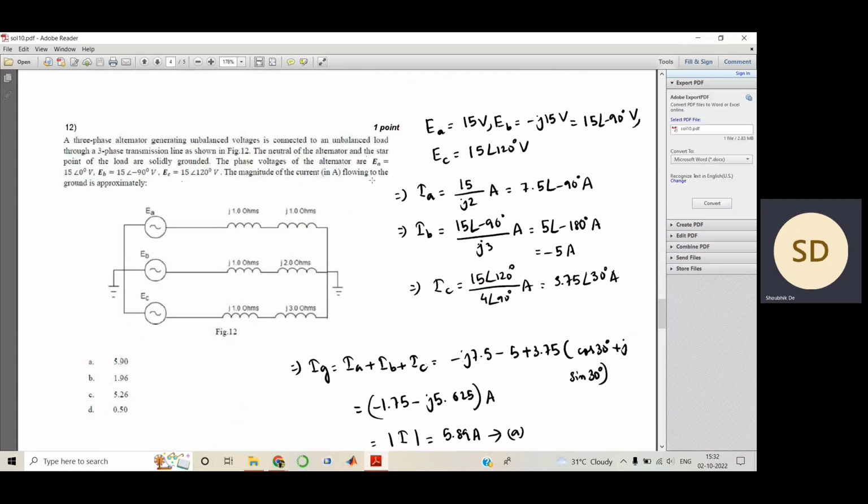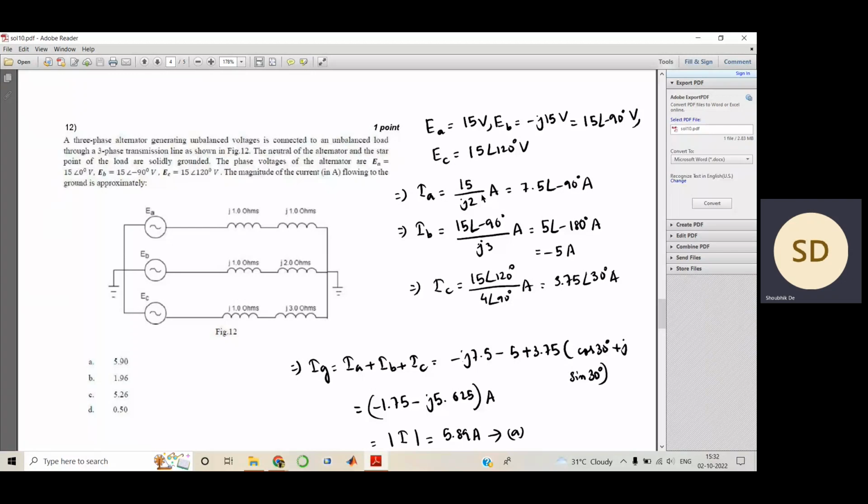So the magnitude of the current flowing to the ground would be what? So this is pretty simple, right? You have the reactance of each phase, right? And you also have the voltage of each phase. Your ground current would be what? The sum of the current of each phase, right? So you calculate the current of each phase, right? You have the phase voltage and phase current, phase reactance of every phase. So you calculate the phase current of every component.